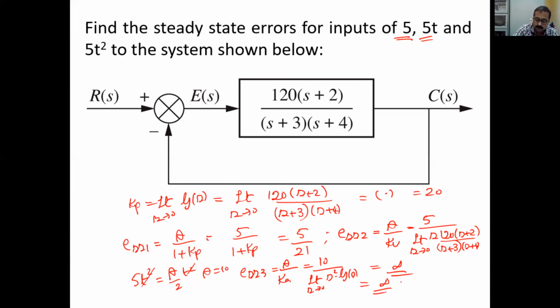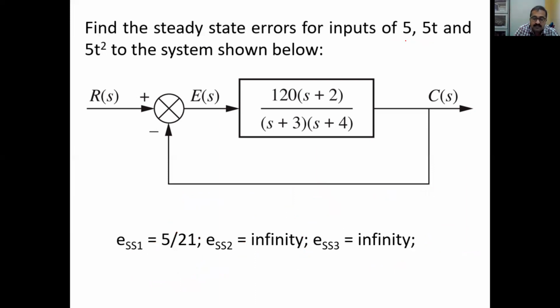Okay. So applying a step input of magnitude 5 to this system will give finite error, and applying 5t and 5t square onwards will give an infinite steady state error. So there's no point in applying a velocity input as well as a parabolic input to this given type 0 system. That's the conclusion. Okay.